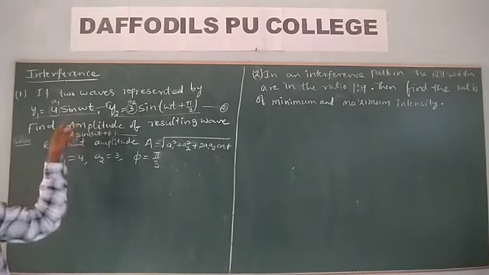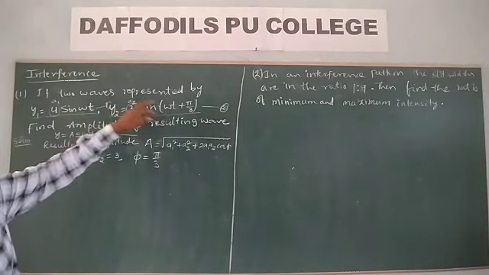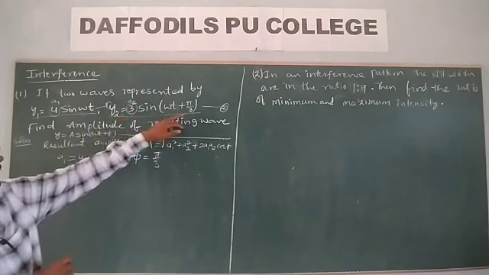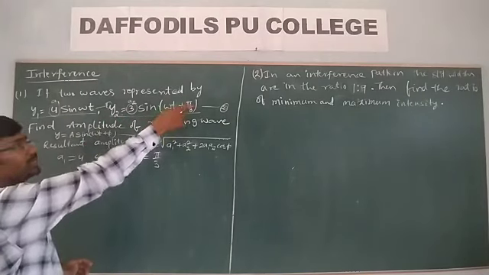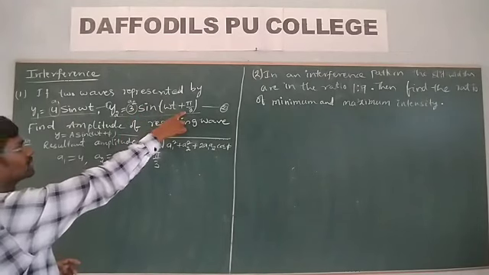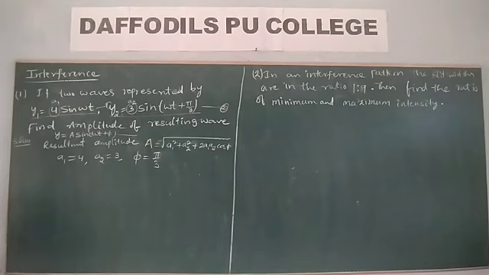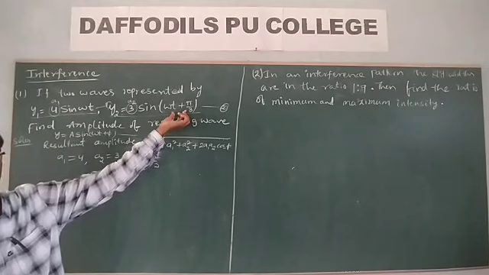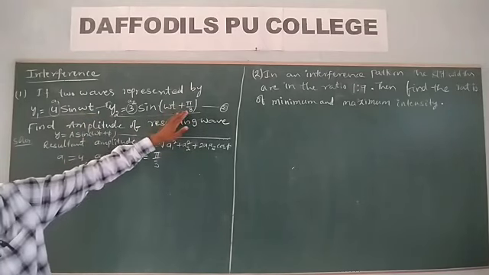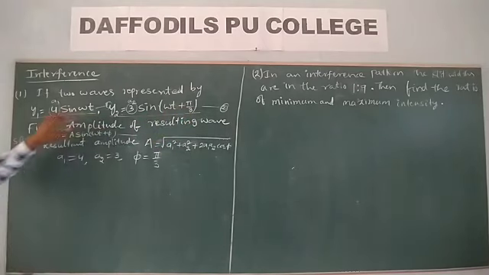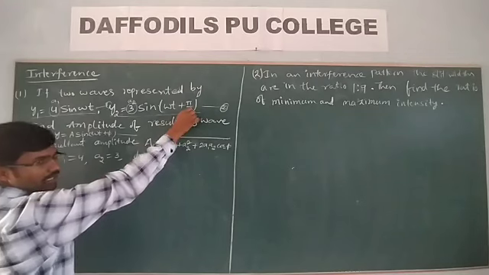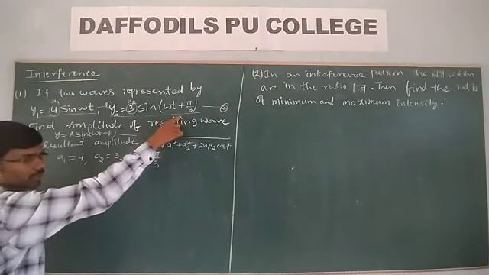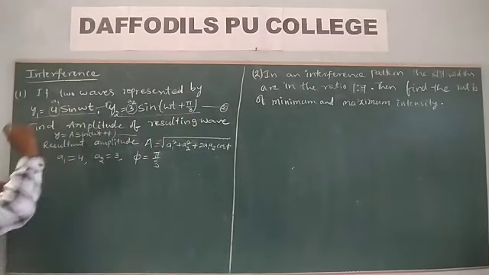pi by 3. And remember, here the second wave leads the first wave, so the first wave lags by pi by 3. The plus sign means leading, so the second wave leads the first wave by a phase of pi by 3. If it were omega t minus phi1 and omega t plus phi2, then the resultant phase would be phi1 minus phi2. But here both are in sine form, omega t and omega t plus pi by 3, so the phase difference is pi by 3. Let us substitute these values in the given formula.